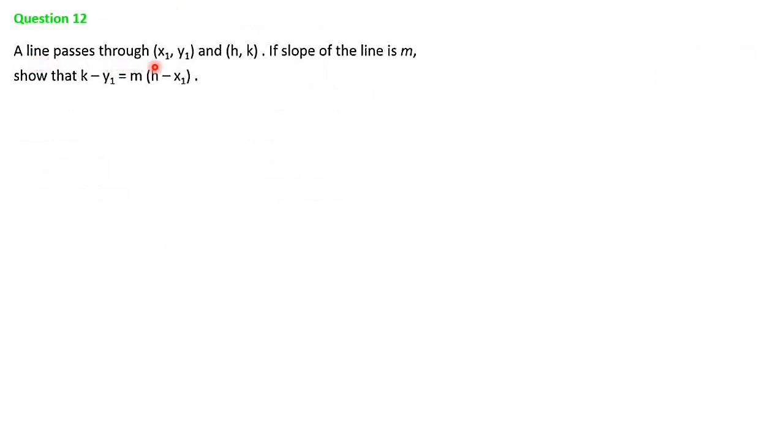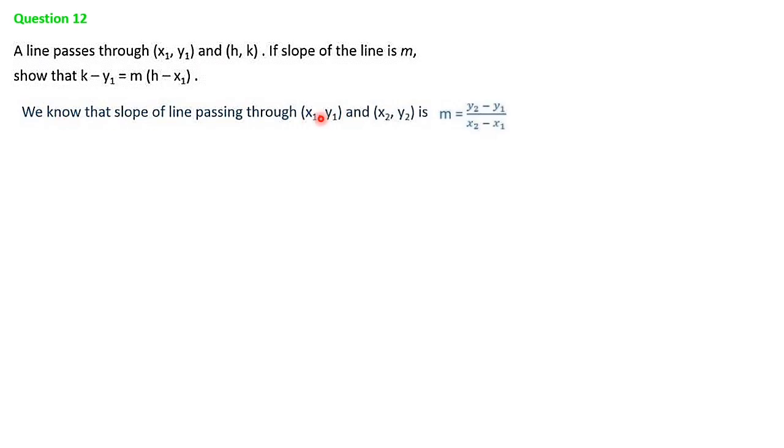A line passes through x1, y1 and h, k. If slope of the line is m, show that k minus y1 is equal to m into h minus x1. So a line passes through these 2 points, and the slope of the line is given to us as m. If 2 points of a line are given, we can find out the slope. We know that the slope of a line passing through x1, y1 and x2, y2 is m equal to y2 minus y1 by x2 minus x1.